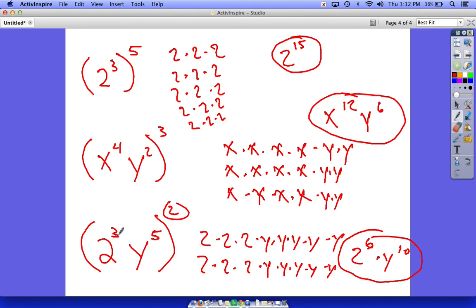Now, one thing I will caution you on is just keep in mind if you don't have any power by this whole number, it's just like saying to the 1st power. So you'd only need 1 of those. So make sure you just keep that in mind.